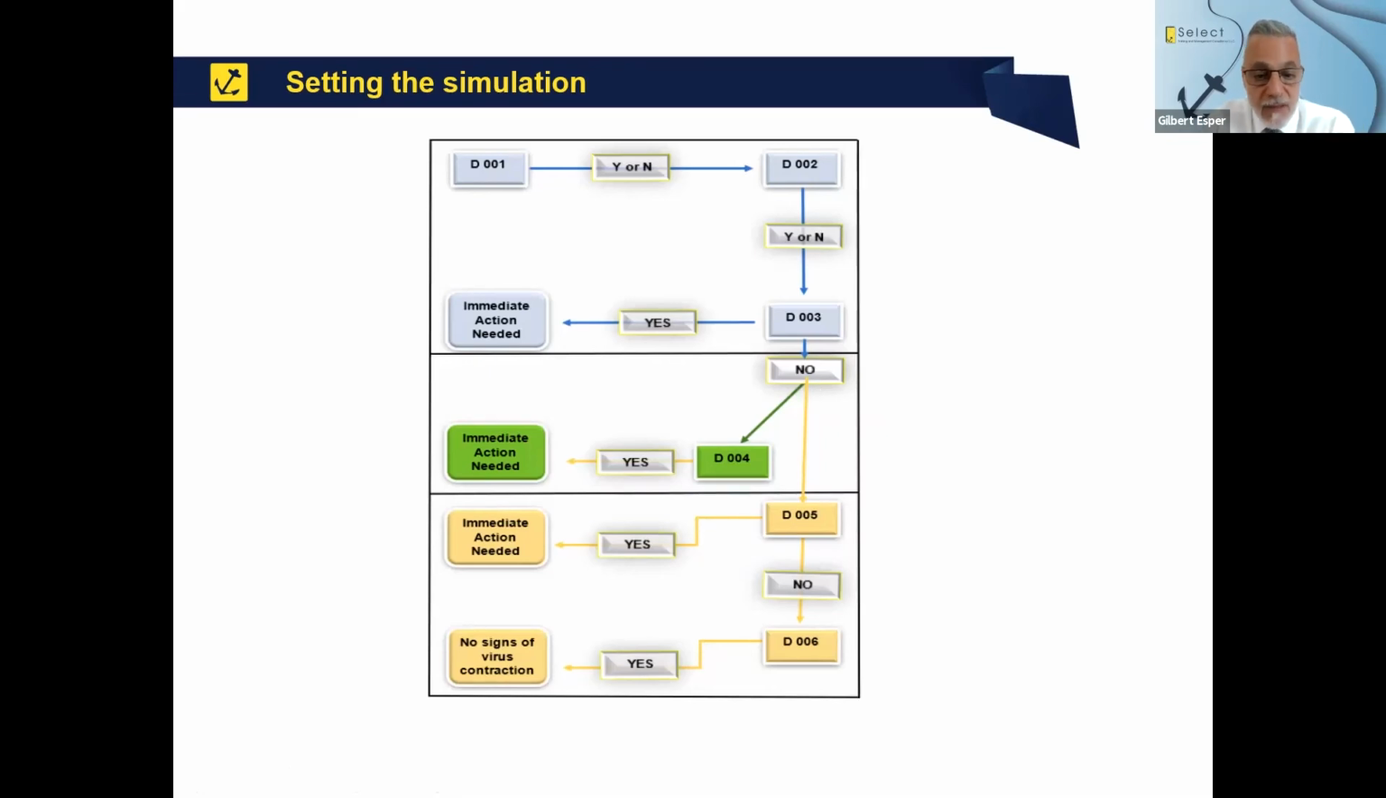then we need to check the age, if it's above 70 or not. Again, if yes, and have something, immediate action needed. If no, then until the end. So it could be no signs of virus contraction. So this is how we set the rule. That's why it's called rule-based. And why is it expert? Because it's based on a knowledge expert base.